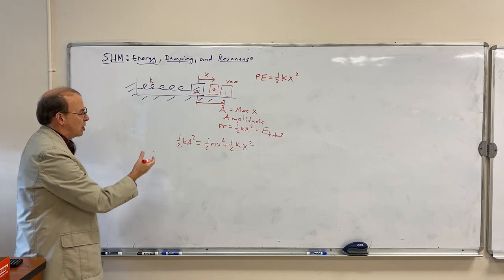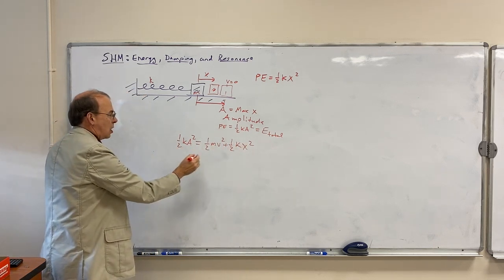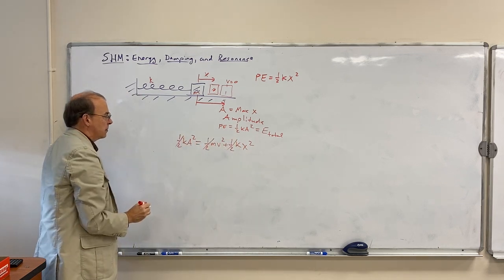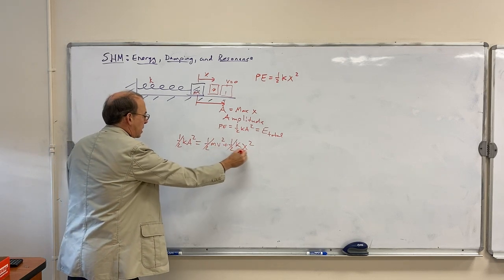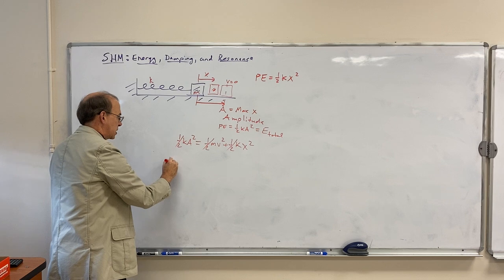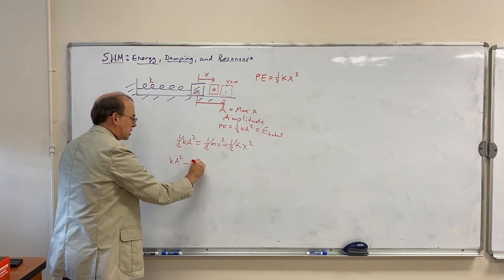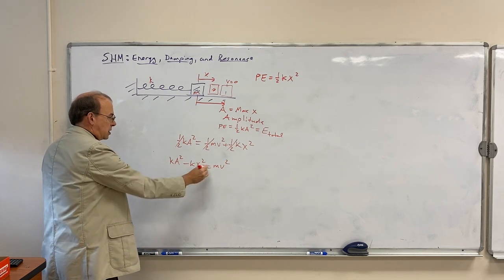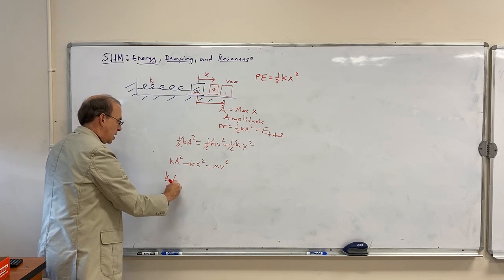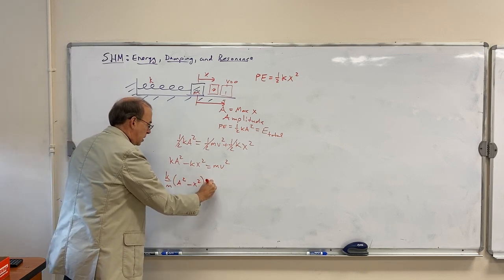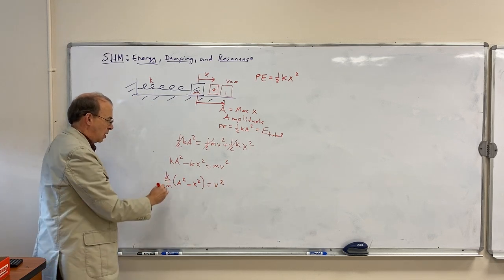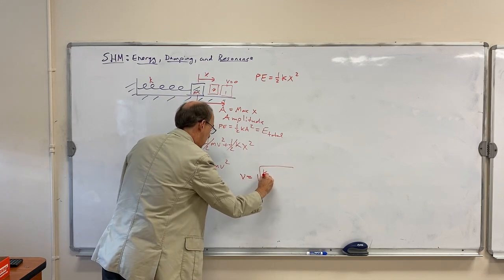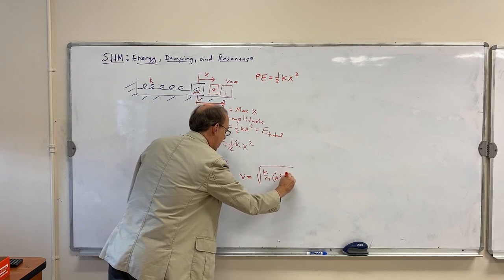So I could, for example, use conservation of energy here to solve for V as a function of x. Notice the halves cancel. I could now take the kx squared over here, put it with the a squared. I get Ka squared minus kx squared equals mv squared. Factor out the k, divide by m, I get k over m, A squared minus x squared is v squared, or v is the square root of all that. V is square root of k over m, a squared minus x squared.